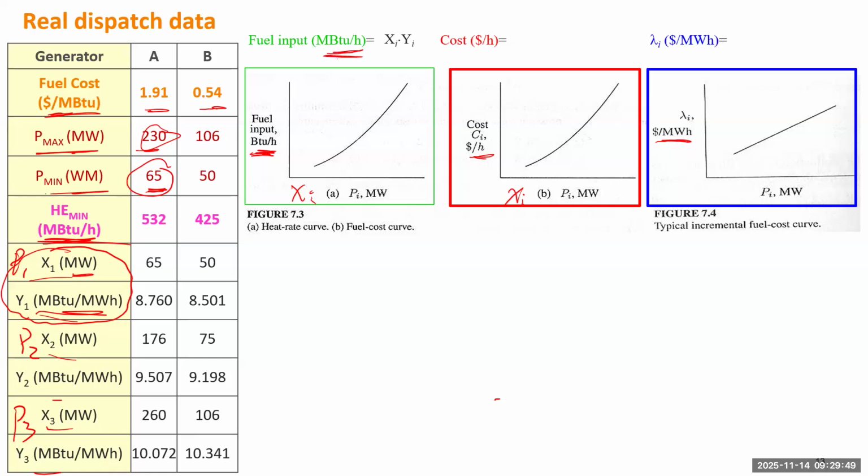So that means each point on the curve will be calculated by simply multiplying S1, Y1. Then you have S2, Y2. Then you have S3, Y3. So that only gives you 3 points, but you can fit them into a quadratic curve. So you have the full curve.